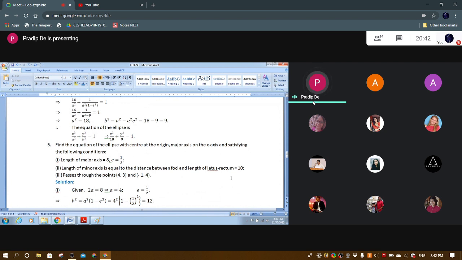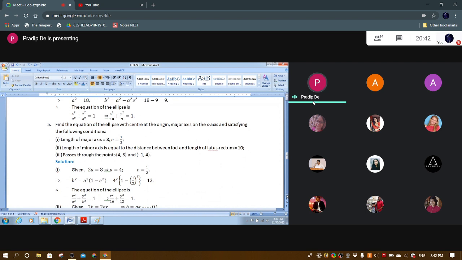And therefore the equation x square upon a square plus y square upon b square is equal to 1. So the equation x square upon 16 plus y square upon 12 is equal to 1. Part 2.